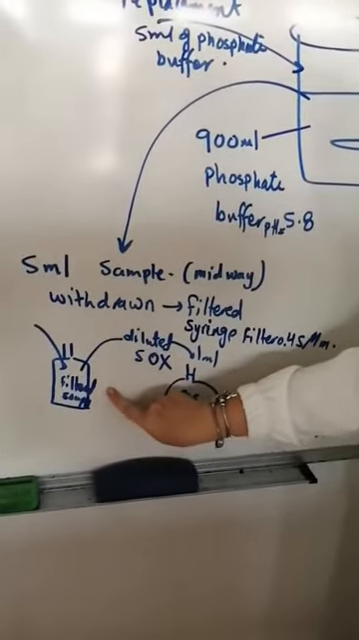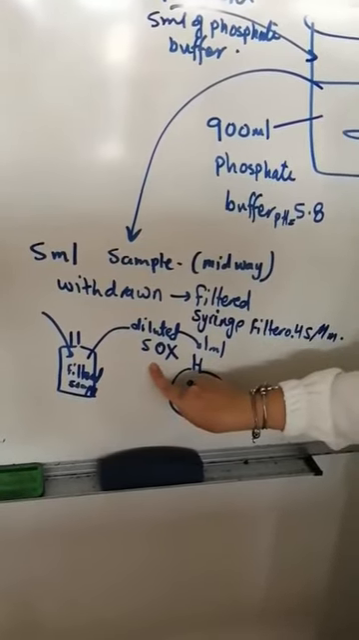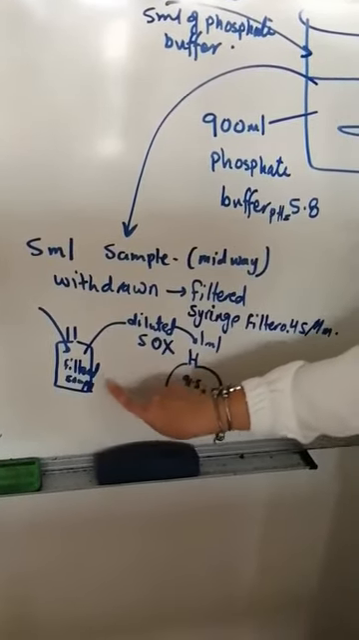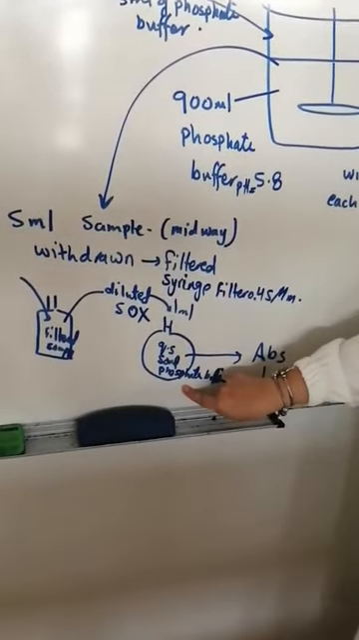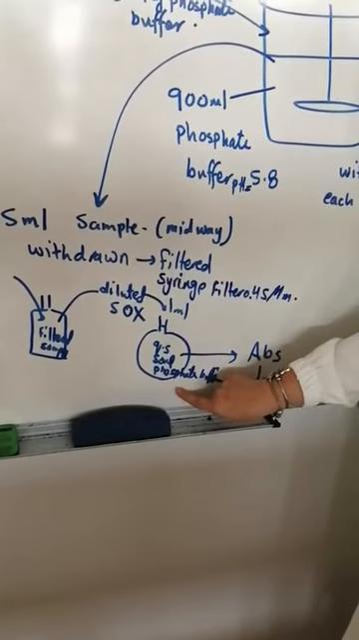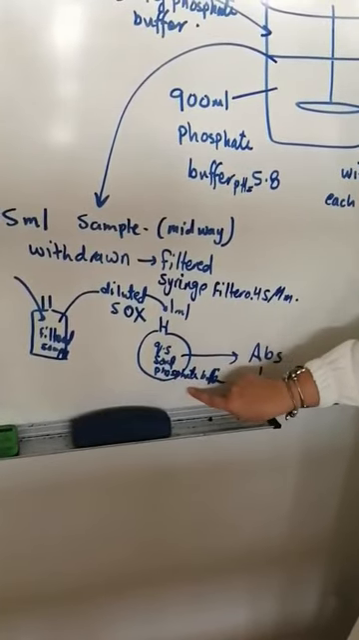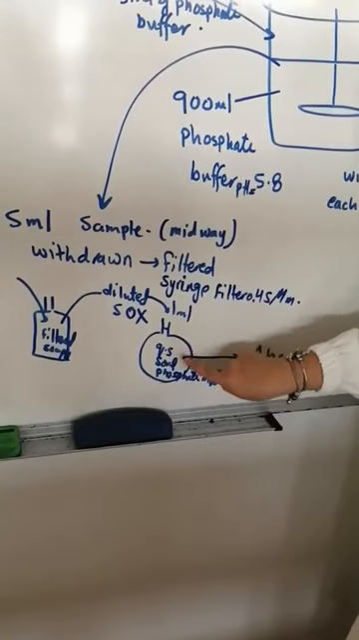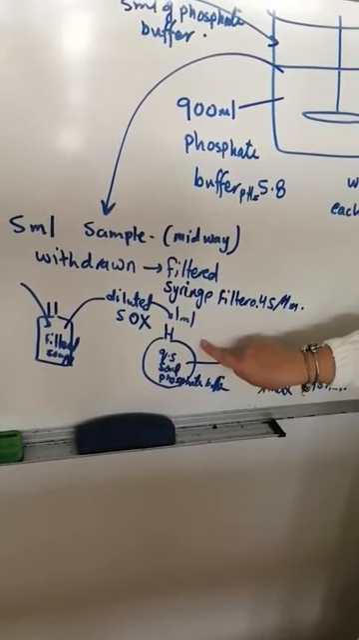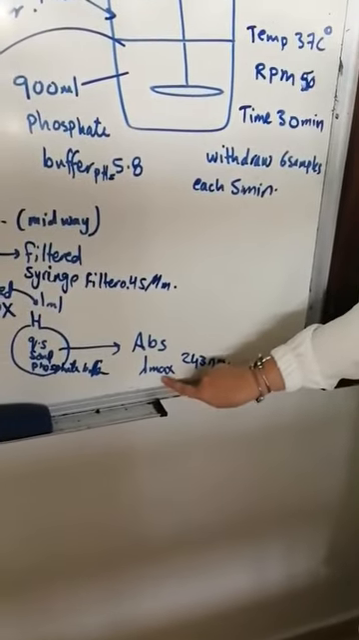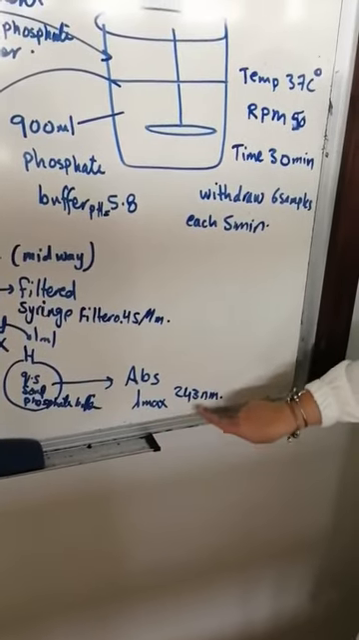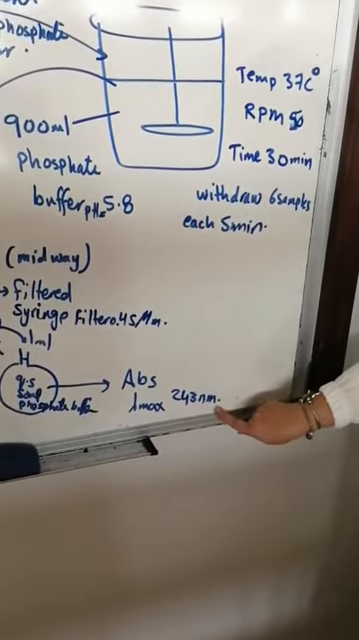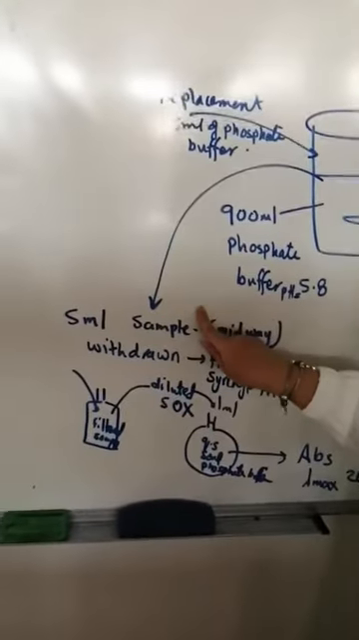So the dilution factor will be 50 times. So we withdraw 1 ml, add it to 50 ml, and complete with the phosphate buffer to 50 ml. Then it will be mixed up and down, and the absorbance is measured at lambda max 243 nanometer. This is the first sample.